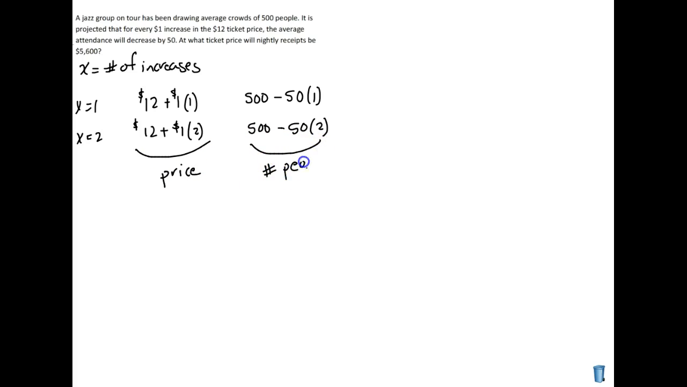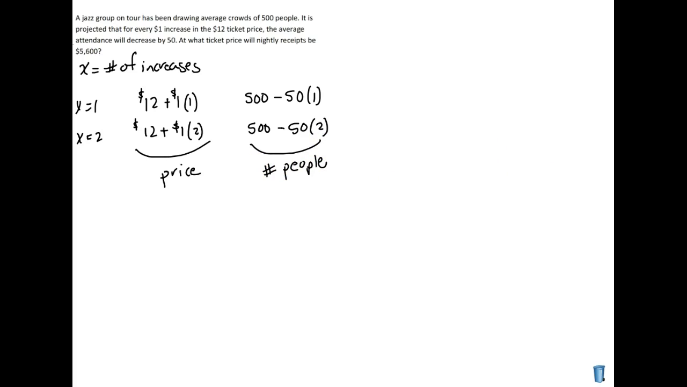If we do 2 increases, we end up increasing our price by $1 times 2. But again, we are lessening our attendance by 50 times 2, which would be lessening it by 100. So what we need to figure out is how much total money we bring in. The total money is going to be the price, represented by this column, times the number of people, which is this column.